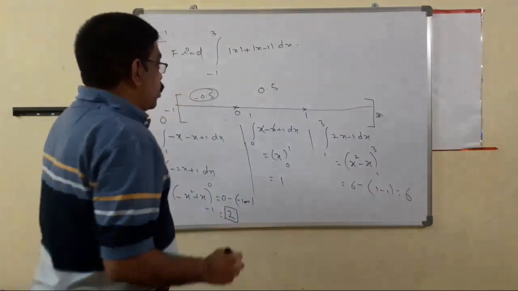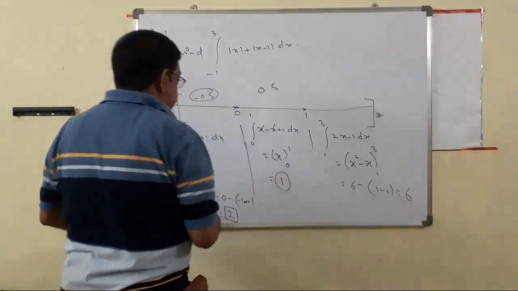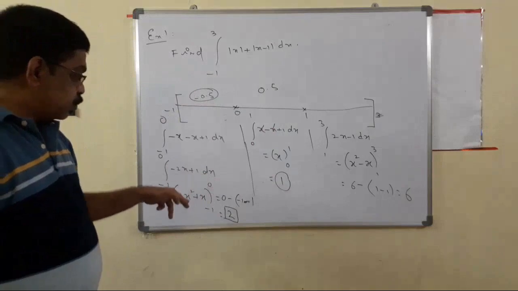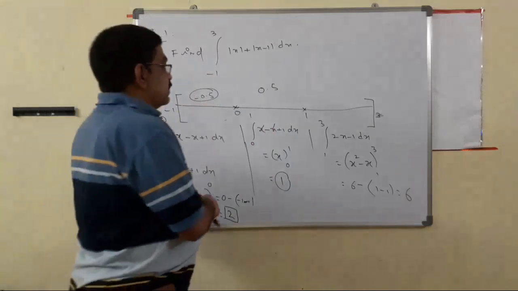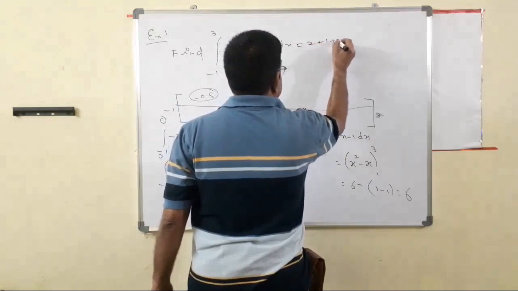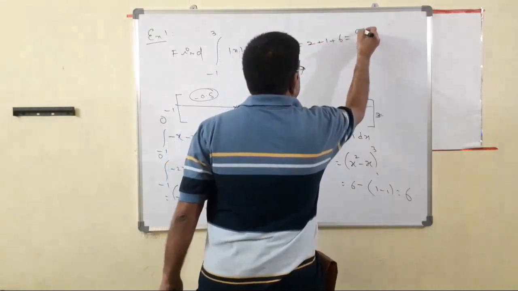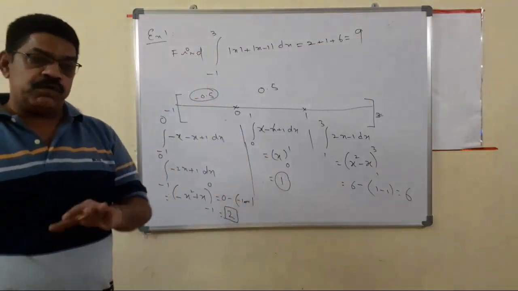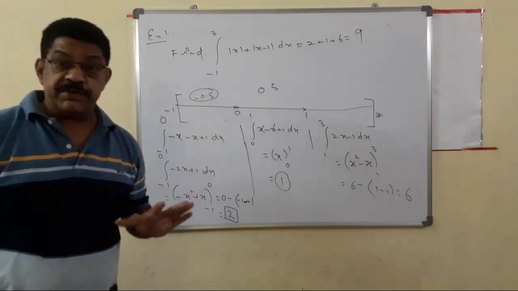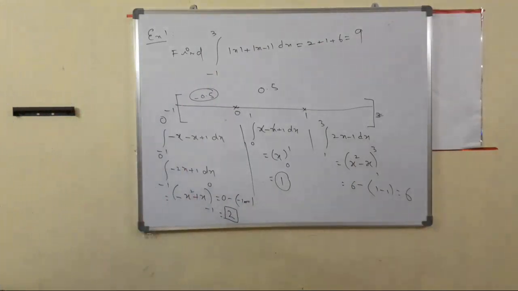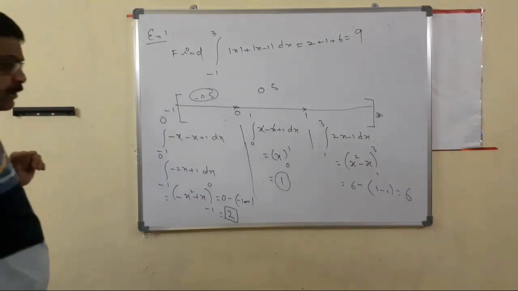Simply 6. Now for the complete integral between minus 1 and 3, I have to add all of them, so that will be 2 plus 1 plus 6, which gives me the answer as 9. This is exactly how it is done in almost all the textbooks. But my approach is slightly different. I don't want to split the interval into various parts like this, which is cumbersome, and sometimes you may go wrong also.